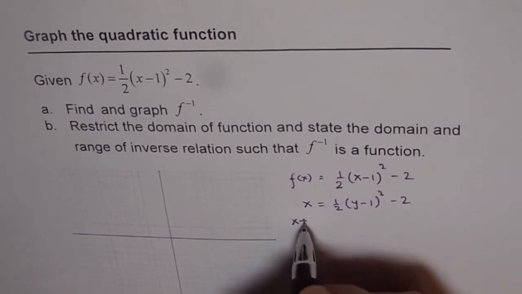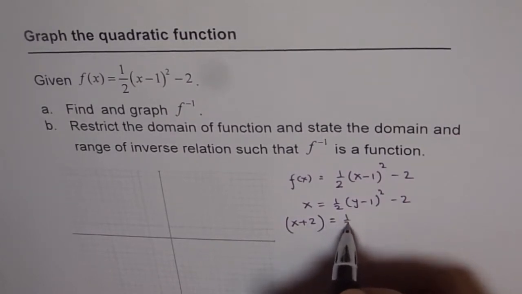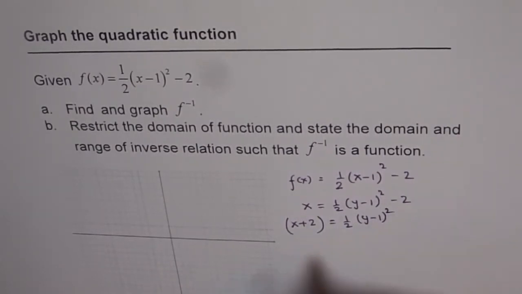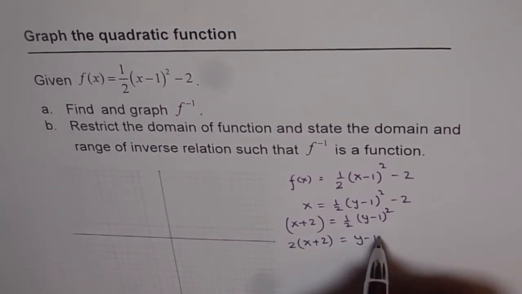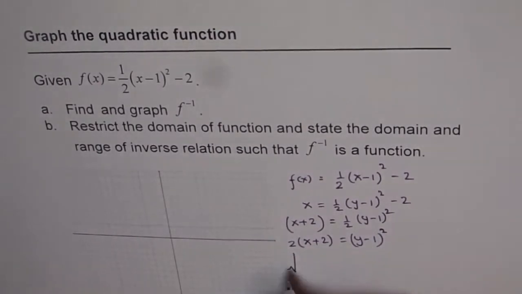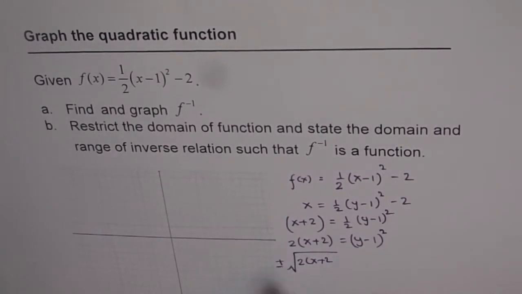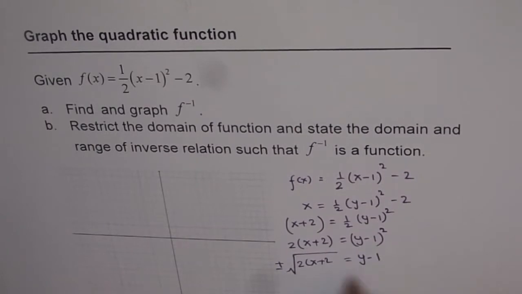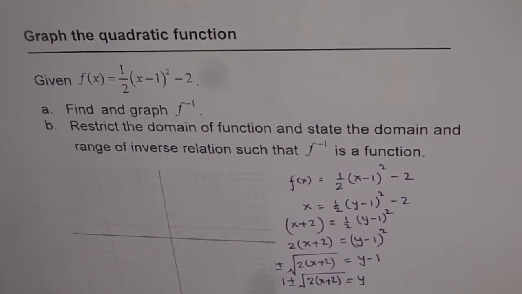So we get x plus 2, and then multiply by 2, right? So let's do it in the next step. Times (y minus 1) whole squared. Now we can multiply by 2 and get 2 times (x plus 2) equals (y minus 1) whole squared. We can take the square root now, which is the square root of 2 times (x plus 2). Whenever you take the square root, you have to write plus and minus, which is y minus 1. And now you get y equals, taking 1 to this side, 1 plus or minus the square root of 2 times (x plus 2). So that gives you the inverse of the function.